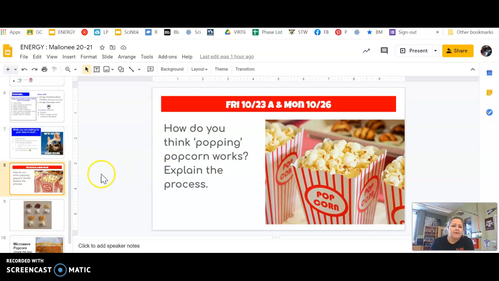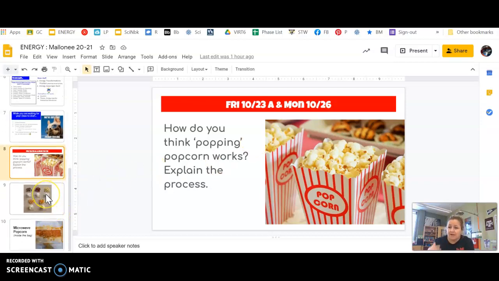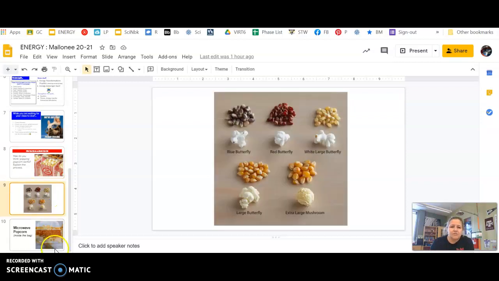Okay, and then we started talking about popcorn. And you're like, why popcorn now? Well, you can make popcorn through any of the heat transfer methods like conduction, convection, and radiation. So we're going to talk through those. And they've got two pictures here, shown at different times throughout the day, but just for you to take a look. There are different types of popcorn.